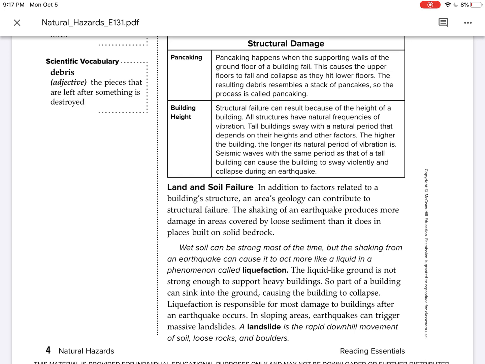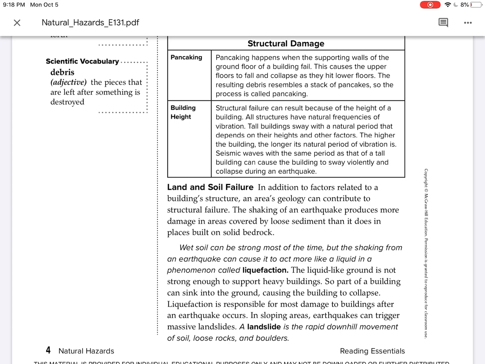Land and soil failure. In addition to factors related to building structures, an area's geology can contribute to structural failure. The shaking of an earthquake produces more damage in areas covered by loose sediment than it does in places built on solid bedrock. Wet soil can be strong most of the time, but the shaking from an earthquake can cause it to act more like a liquid in a phenomenon called liquefaction. The liquid ground is not strong enough to support heavy buildings, so part of a building can sink into the ground, causing the building to collapse.